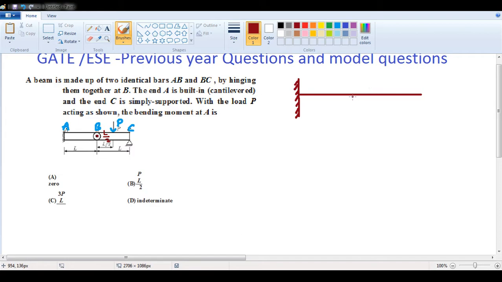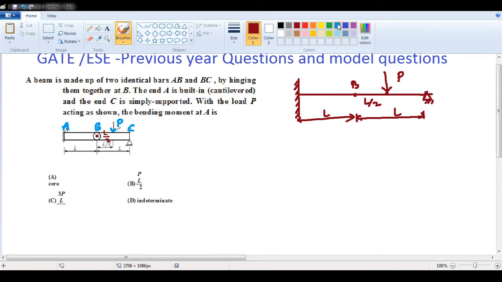Okay, this is the beam. This is point B, and this point is P. Distance is L by 2, and the whole part up to here has a length L. Even from here to here the length is L, and this is a hinge support.